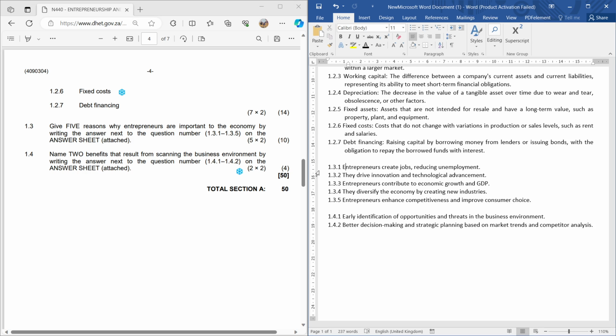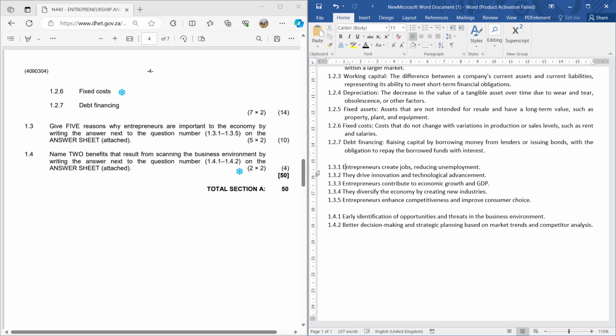And then another reason is that entrepreneurs actually contribute to the economic growth and the GDP. Again, if you are an entrepreneur and you are just starting your own business, eventually you will start hiring people, and as we explained, that contributes to the economic growth, right? And also the GDP itself.